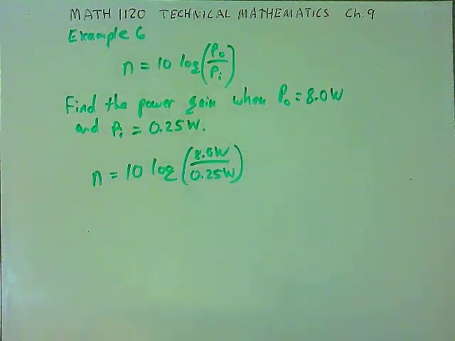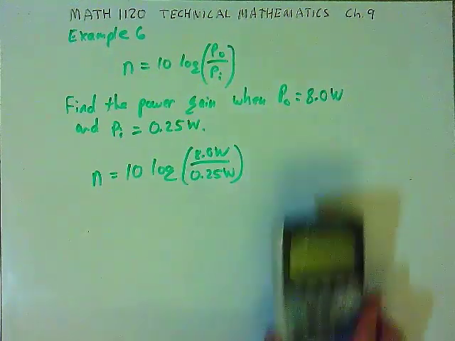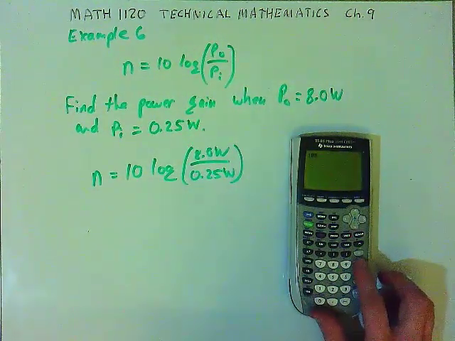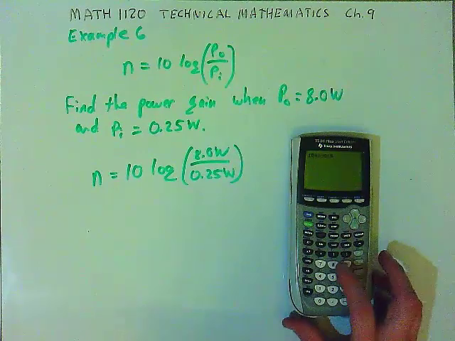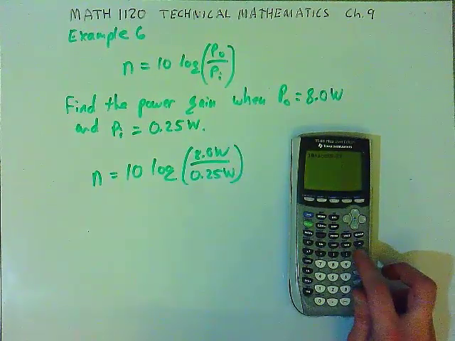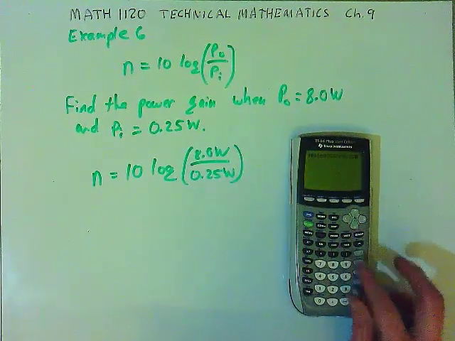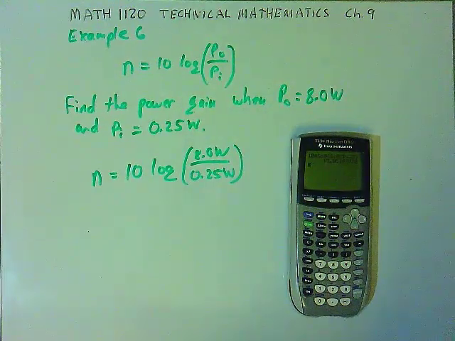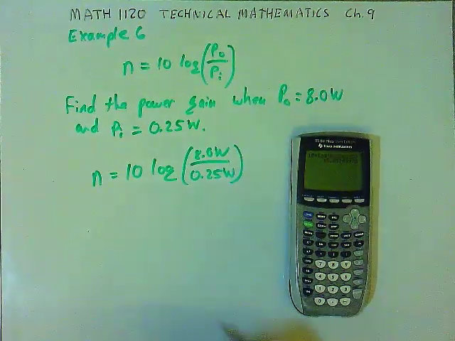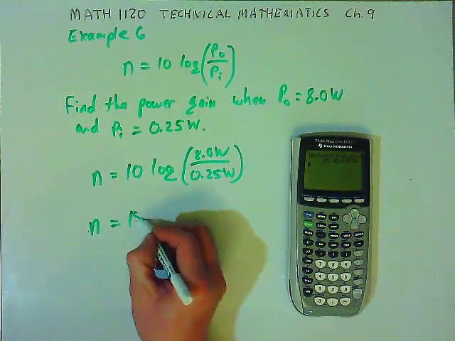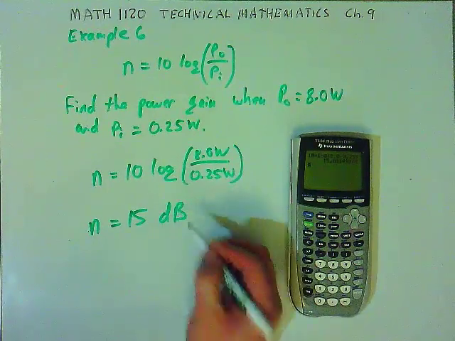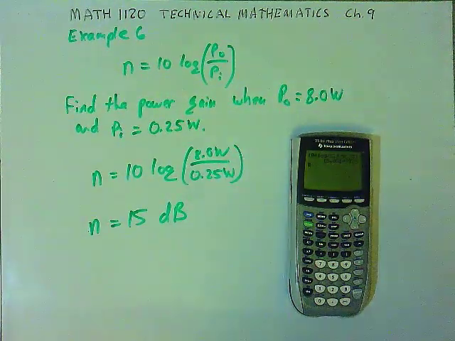And we'll just use our calculator here. So we'll take 10 times the logarithm of 8.0 watts divided by 0.25 watts, and we get 15.05. And the book says round to two significant figures, so we'll just have 15. So N is equal to 15 decibels. And that is the power gain measured in decibels.